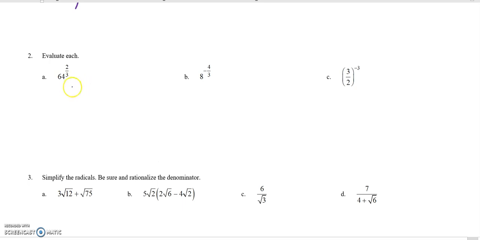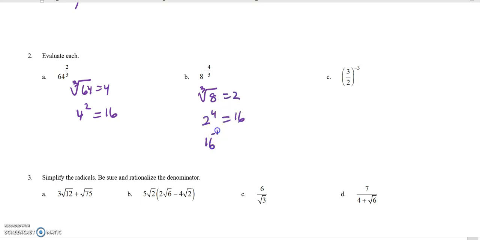Evaluate. I want to take the cube root of 64. I get 4. And then I want to square it. I get 16. Here we need to take the cube root of 8 to get 2. Then we need to raise it to the 4th power to get 16. And then that answer to the -1 power would be 1 over 16.